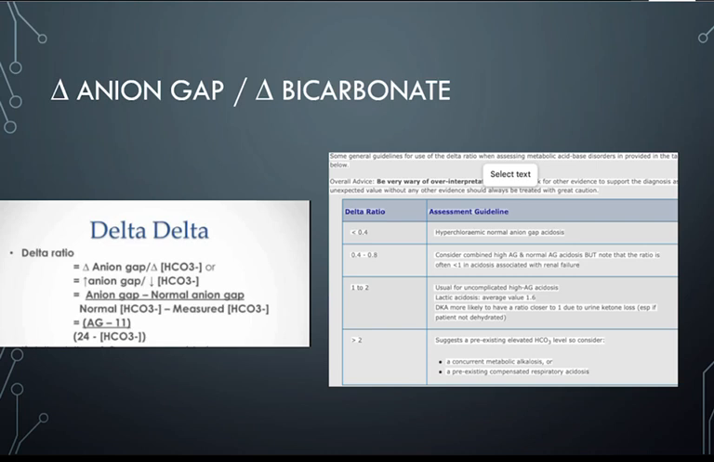And in lactic acidosis, the standard value is around 1.6, because apart from bicarbonate, it is buffered by other bone buffers as well as blood protein buffers. Then if the ratio is more than 2, you have to think about a coexisting metabolic alkalosis.